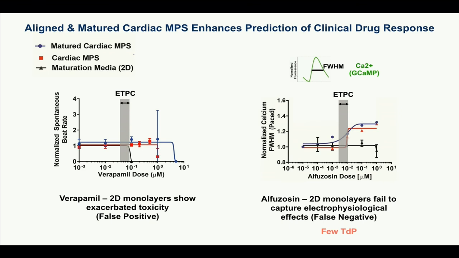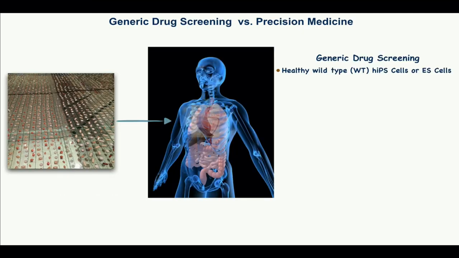And that's interesting because this is a false negative in the screen, but we know clinically this does create a few of these torsades de pointes or a few arrhythmias. So this is a good example of the prediction of this MPS system. I'm just showing you that this particular analysis was done with the calcium reporter system. Okay, that's probably as much technical detail as I'm going to give you this afternoon.